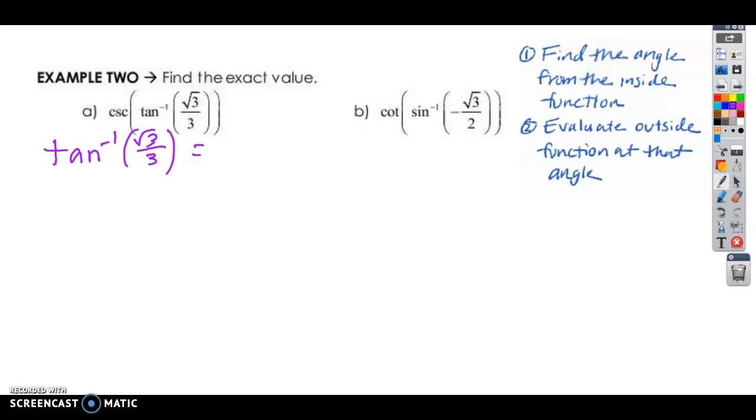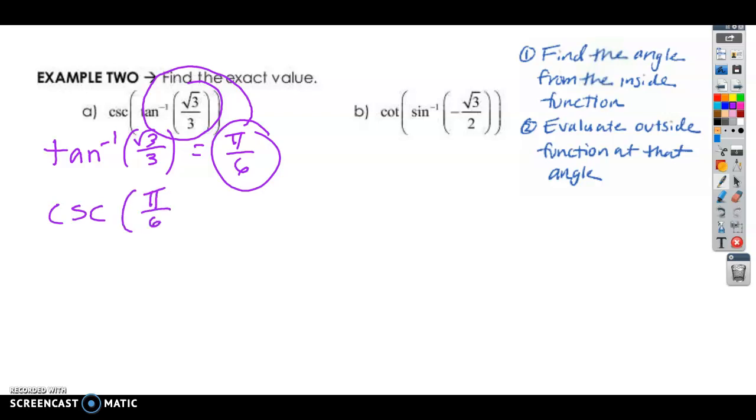We know it's in the first quadrant, and we should have memorized that's pi over 6. Now, we are going to substitute this in to this equation for the inverse tangent of root 3 over 3. So now we're just going to rewrite this. The cosecant of pi over 6.